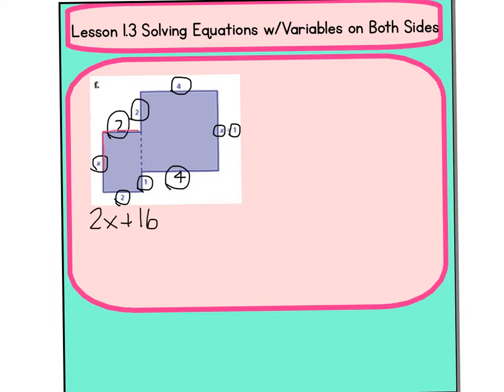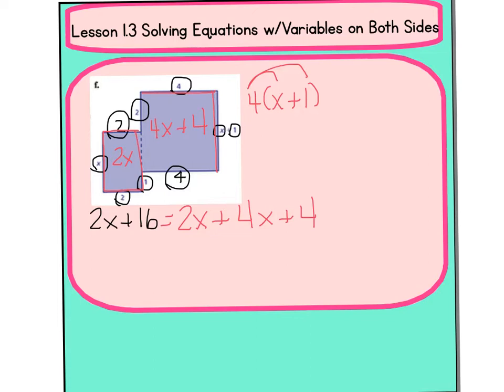Then we find the area of each individual shape. This is a 2 by x, or a 2x, plus, then over here, we have a 4 times x plus 1. We have to remember to do the distributive property, which gives us 4x plus 4 times 1 gives us 4. So I'm going to combine my like terms. These 2x's plus 4x's gives us 6x. So I have 2x plus 16 equals 6x plus 4.